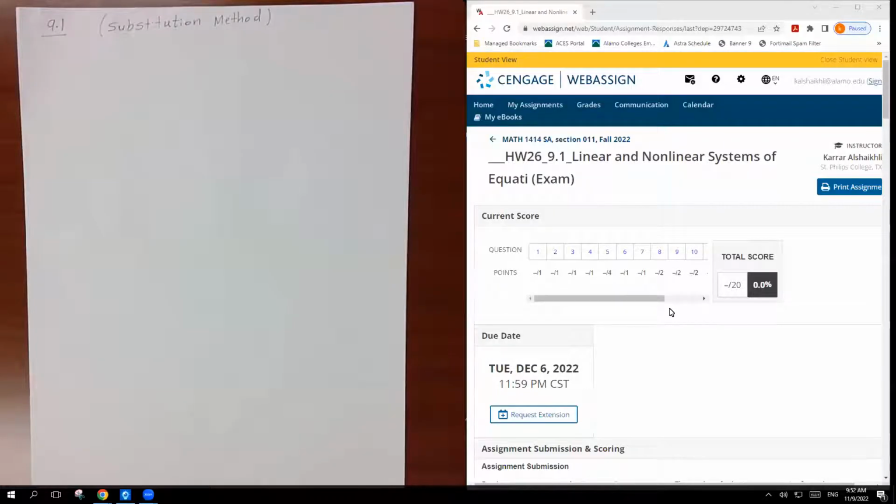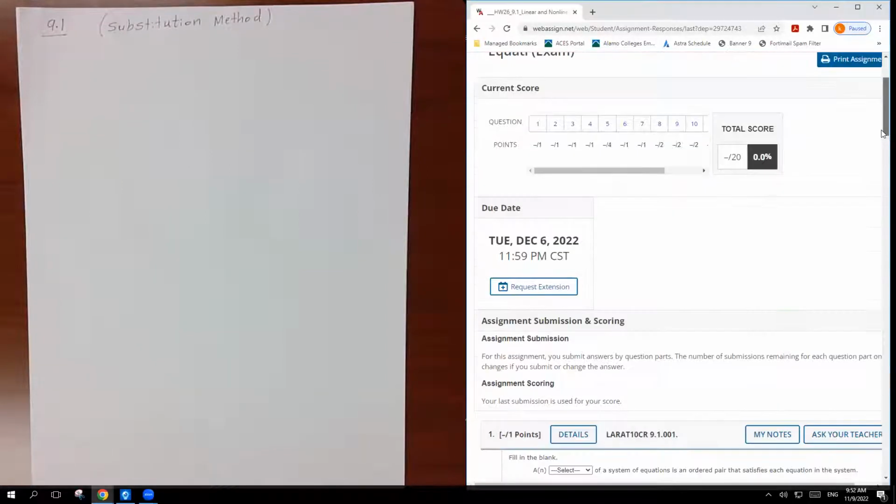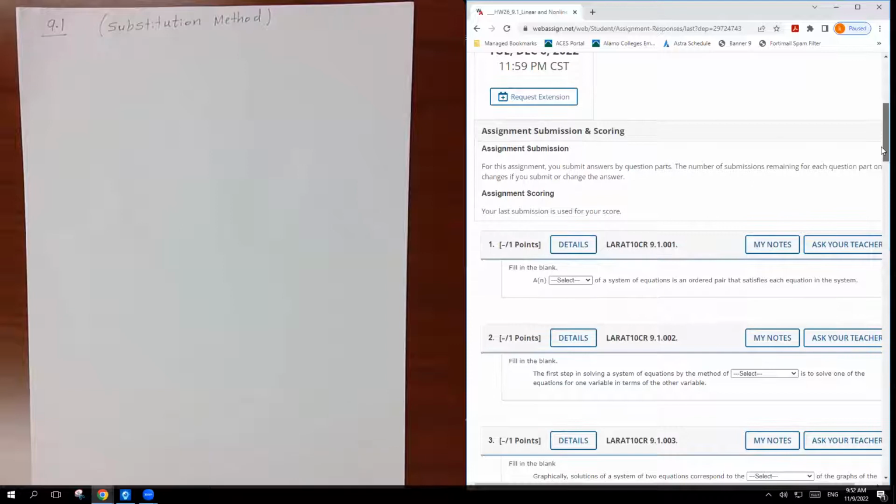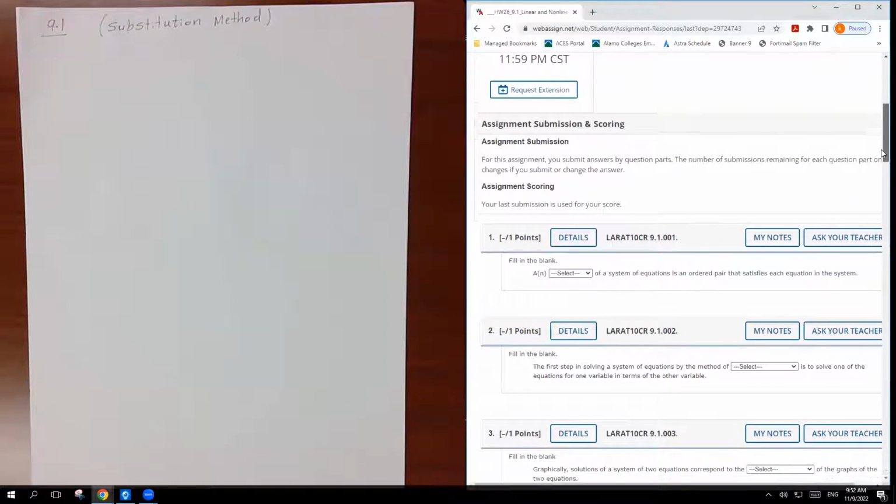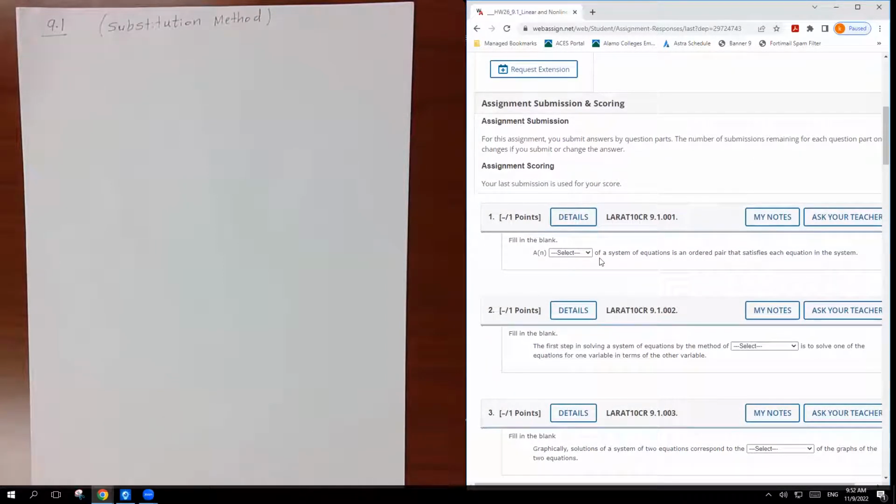Section 9.1, linear and nonlinear systems of equations. So let's just start with the first question. They're telling you here, of a system of equations, an ordered pair that satisfies each equation in the system, which is the solution.